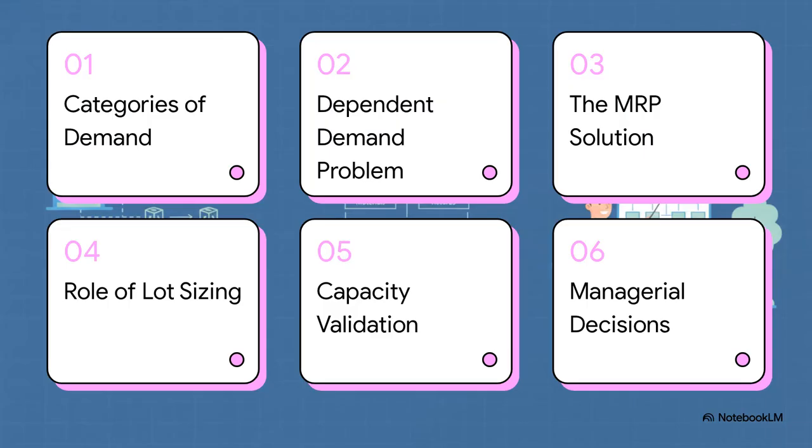Here's a quick look at our roadmap for today. We'll kick things off with the two categories of demand, and then tackle the dependent demand problem. From there, we'll introduce the MRP solution, dive into the crucial role of lot sizing, validate our capacity through CRP, and finally, wrap it all up with strategic, managerial decisions.